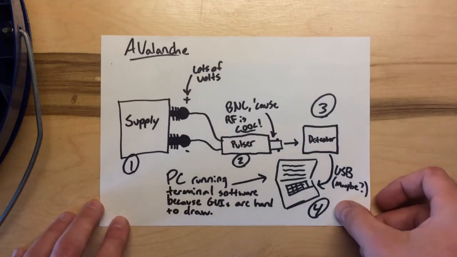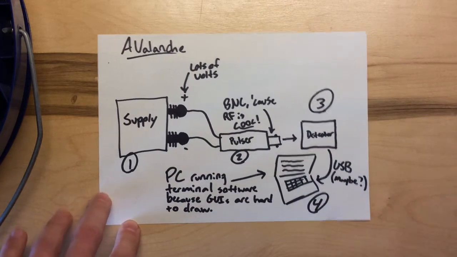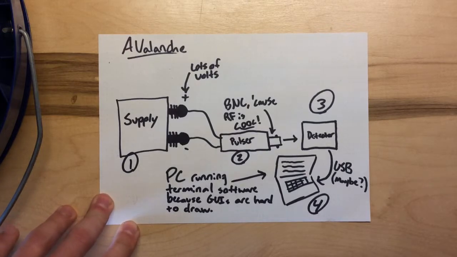Hey, I'm Alex Whittemore, and I want to show you the project I'm working on, which is called Avalanche. It's a high bandwidth pulse generator and high voltage supply combination, which is useful for a lot of different things. So, brief overview of the project.